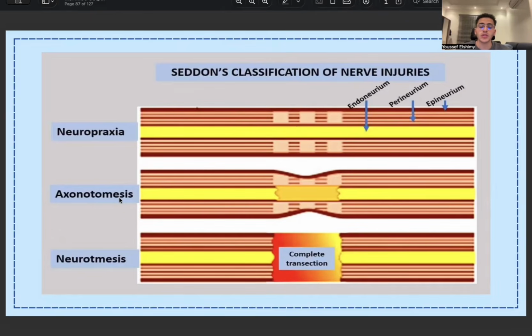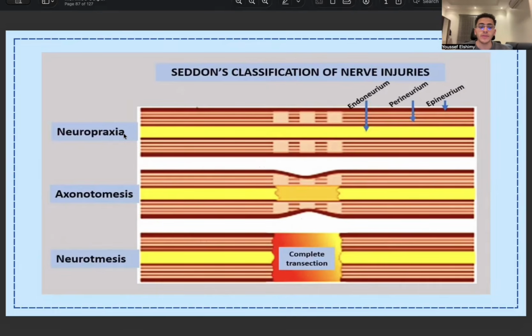Then we have axonotmesis, which means that there are some injuries to the nerve, but the outermost layer is still intact. So maybe the endoneurium is not intact, maybe the perineurium is not intact, but for sure, the epineurium is still intact. Okay? Then we have neurotmesis, which means complete transection of the peripheral nerve, which means all layers are transected.